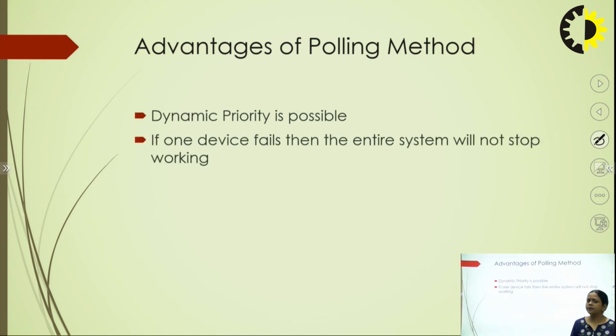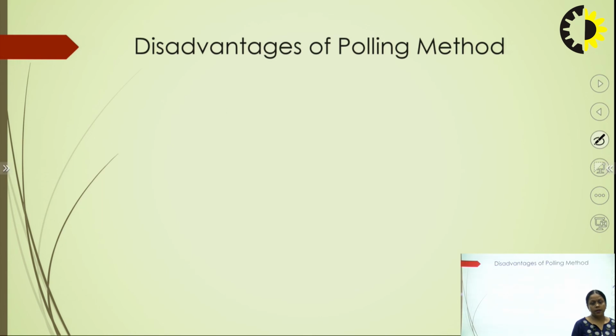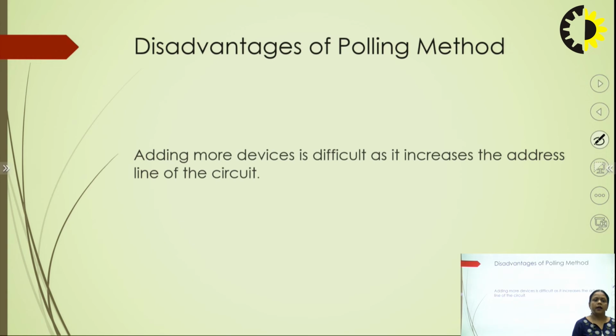If one device fails, then the entire system will not stop working. This is the main advantage. So in the polling method, we don't have the disadvantages or drawbacks of daisy chaining. But there are some disadvantages also in the polling method. What are these disadvantages? The main disadvantage in the polling method is that adding more devices is difficult, as it increases the address lines of the circuit.